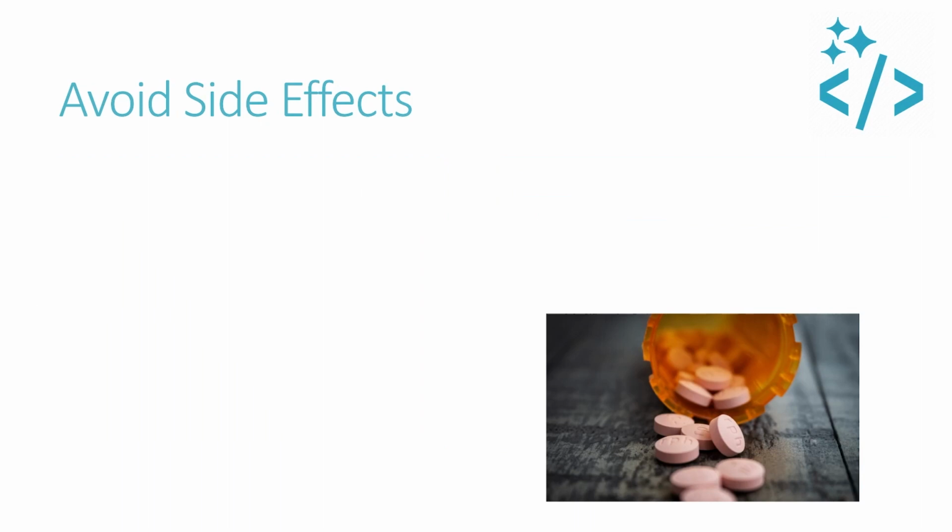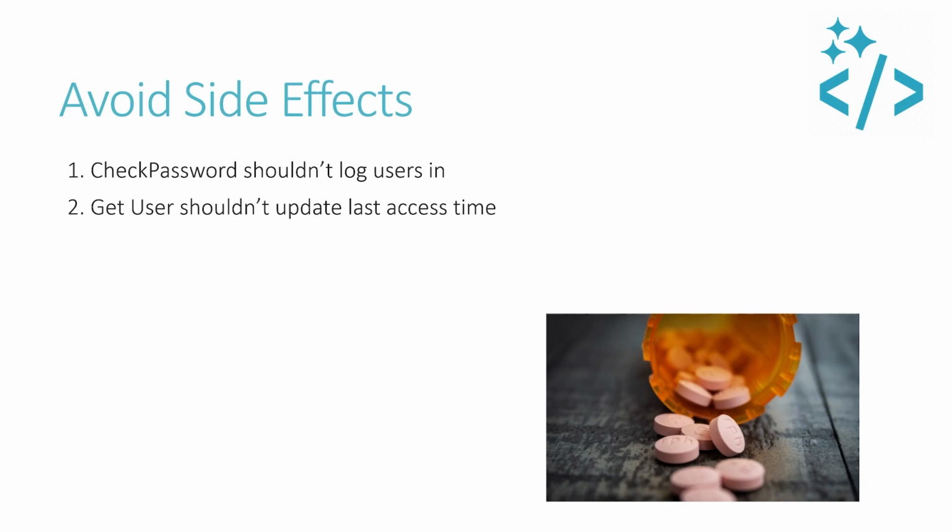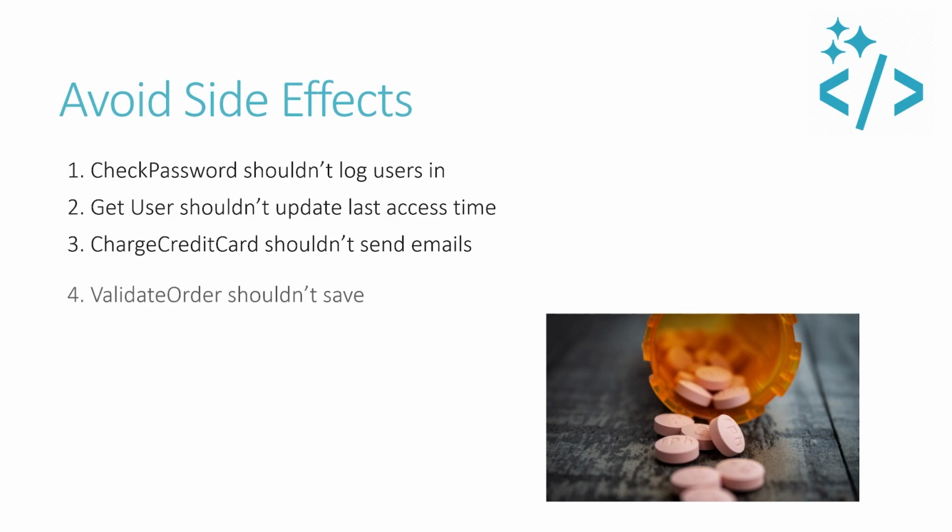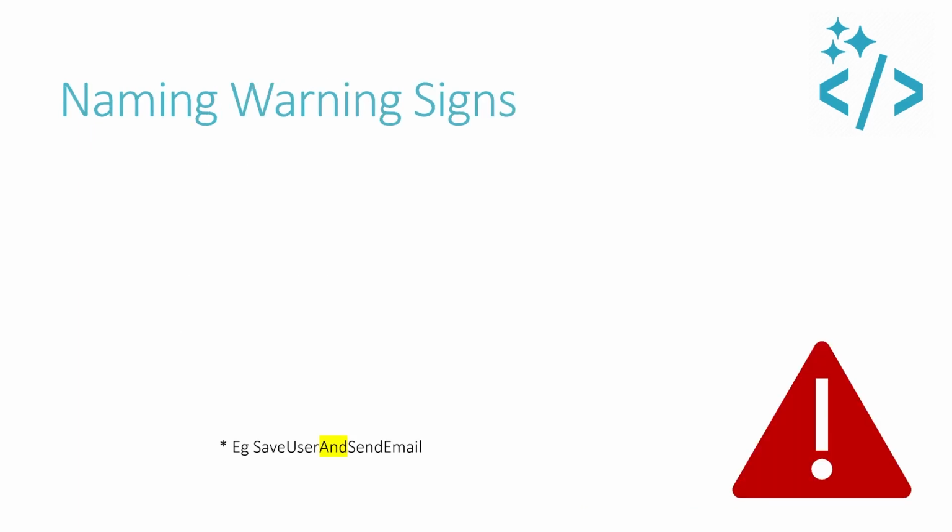Good, your methods and classes should not have side effects. So a method should do some specific functionality. Each method, for example checkPassword, should just check the password and shouldn't do something else like log users in. getUsers shouldn't update last access time, and chargeCreditCard shouldn't send emails. validateOrder shouldn't save something. It should just validate.